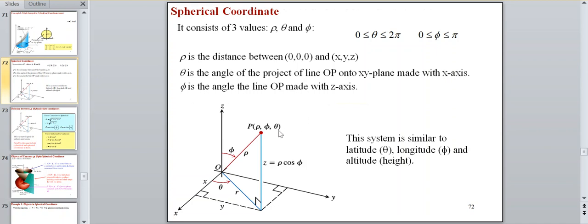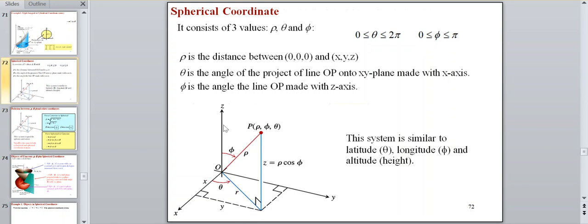I have to mention something about the boundaries, or lower limit and upper limit, for the values of rho, phi, theta. We said that rho is the distance to the origin, so rho is always greater than or equal to 0 because it's a distance. Theta is between 0 and 2 pi to cover everything. And phi is between 0 and pi.